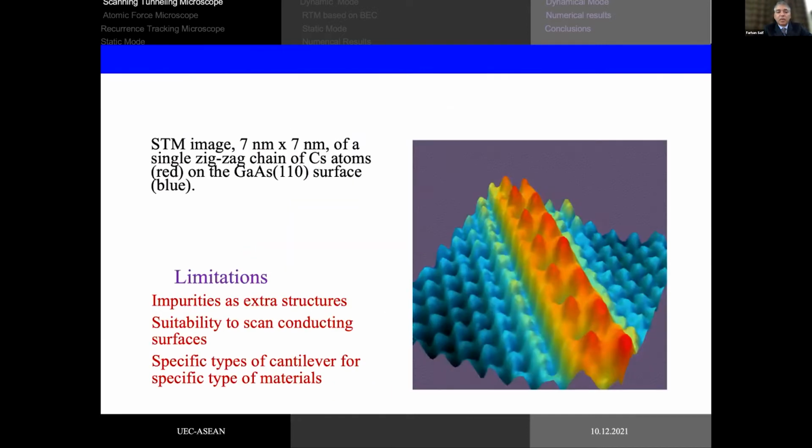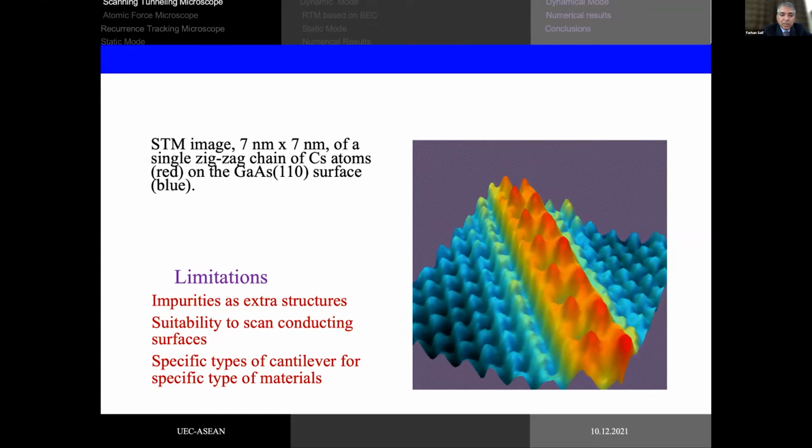Well, this microscope has its limitations, because if there are some impurity atoms, they would be seen as an extra structure because of the difference in conduction properties. At the same time, the surface should be conducting. For that matter, again, we have certain limitations on the conduction of the surfaces which can be probed, and we require a specific cantilever for specific types of materials as well.